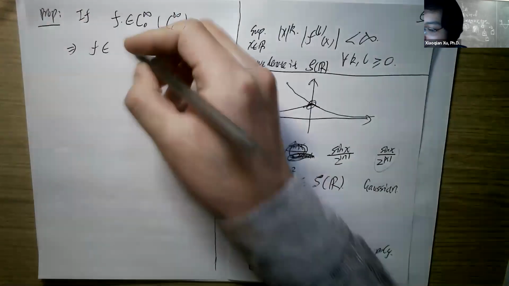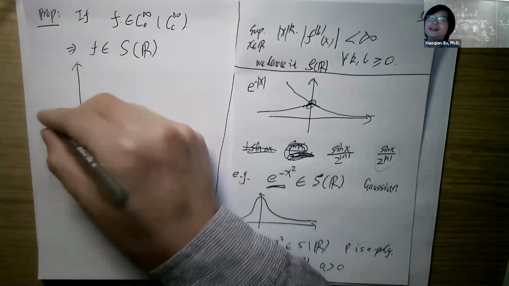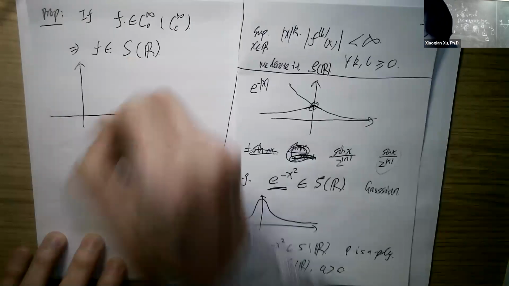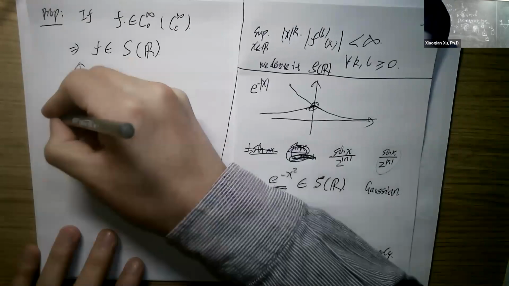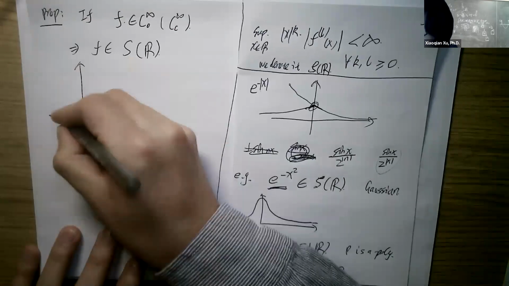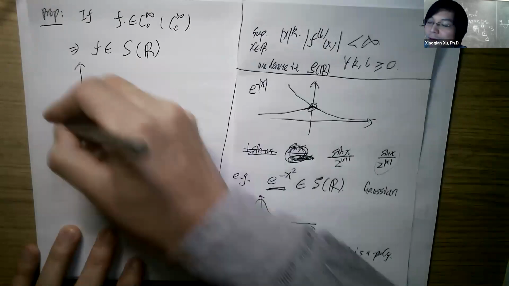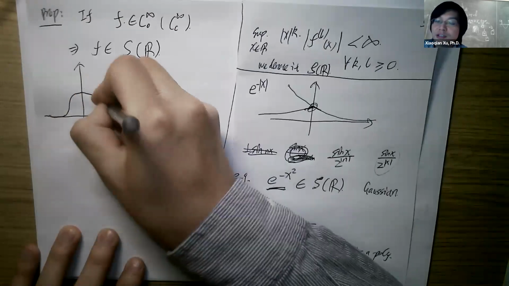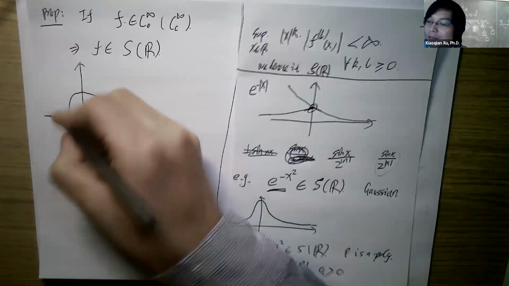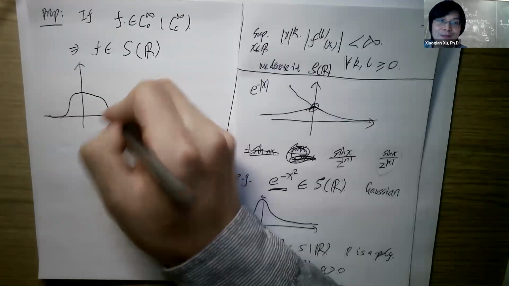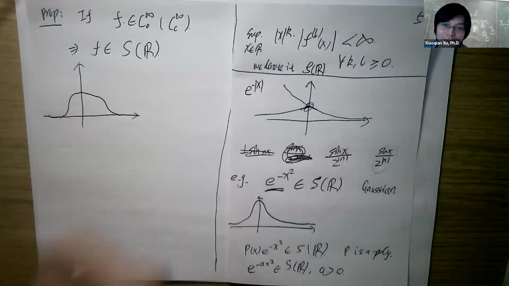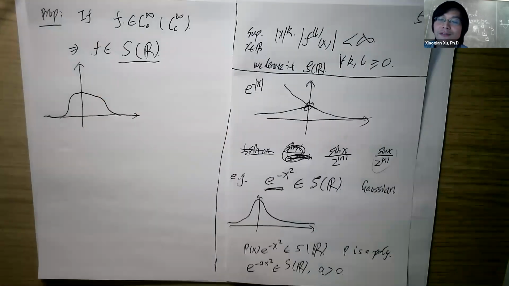For example, although I don't know how to write it down, if you have a function which is 0 here and 0 here, but not 0 in between, and this function is differentiable anywhere, then this function, of course, is in the Schwarz space. So all these functions, which are smooth, infinitely differentiable, and compactly supported, are in this Schwarz space.